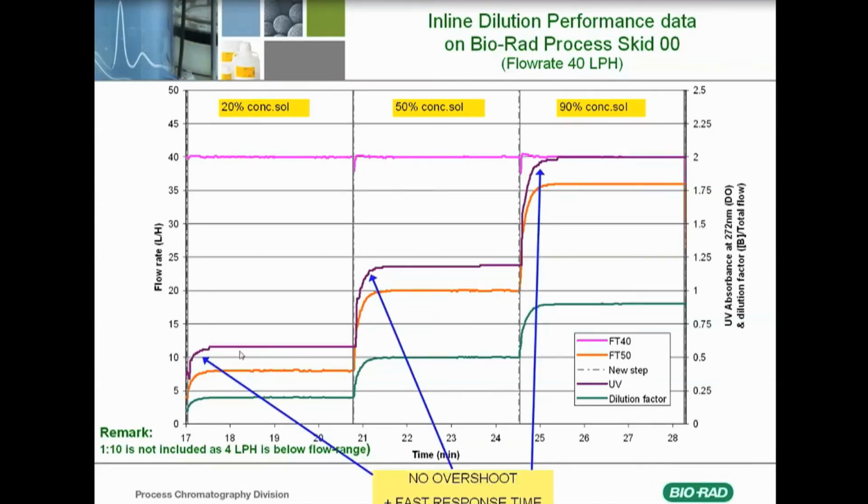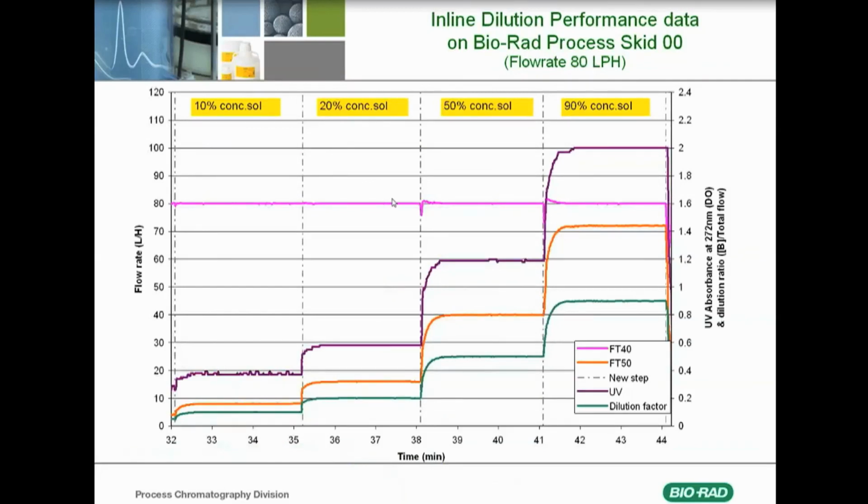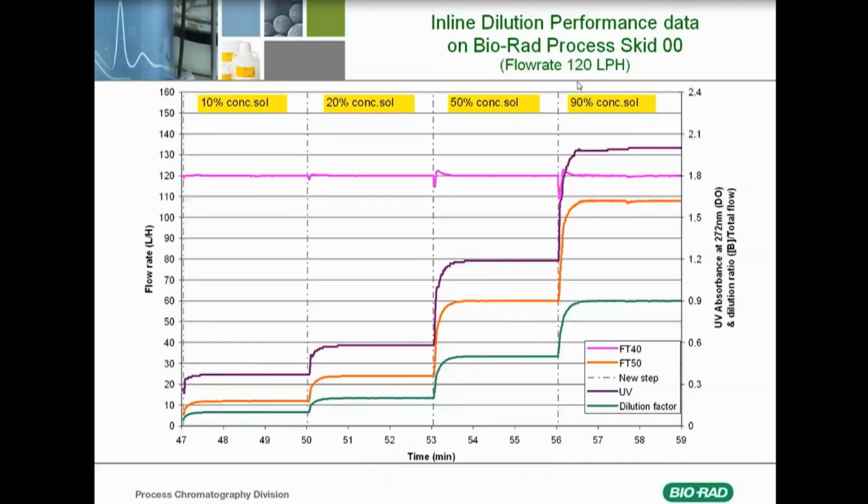So you can see, by the way, that there is no overshoot. You have in pink here the total flow. You have the concentrated buffer flow in orange here. You have the UV absorbance in purple here. And you have the dilution factors showed here. Okay. Then the same at 80 liters per hour. Again, we see that the total flow is stable. And we see that also the dilutions are stable. And lastly, at 120 liters per hour.